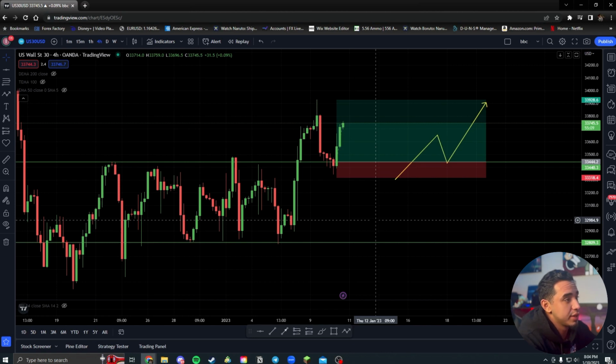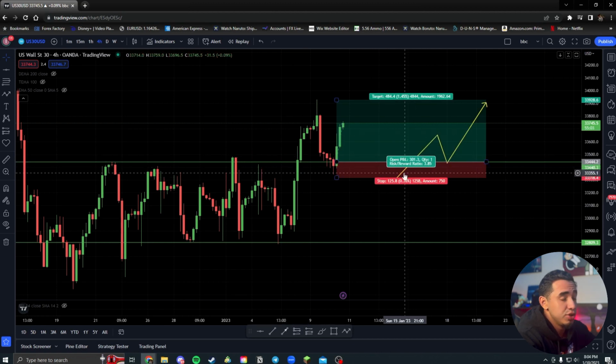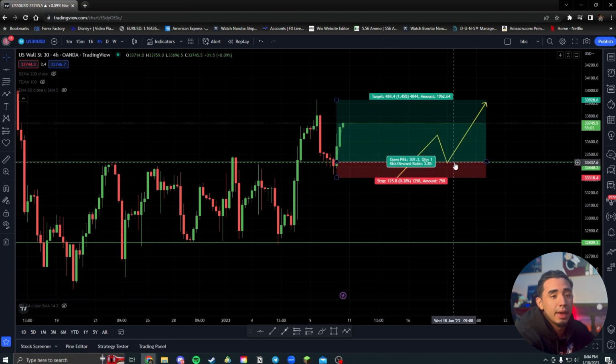In this case, we did get the most optimal entry, and that was just because we played the break and retest, which usually works 99% of the time. That's why I like telling everybody that that's the easiest type of trading that you could use.